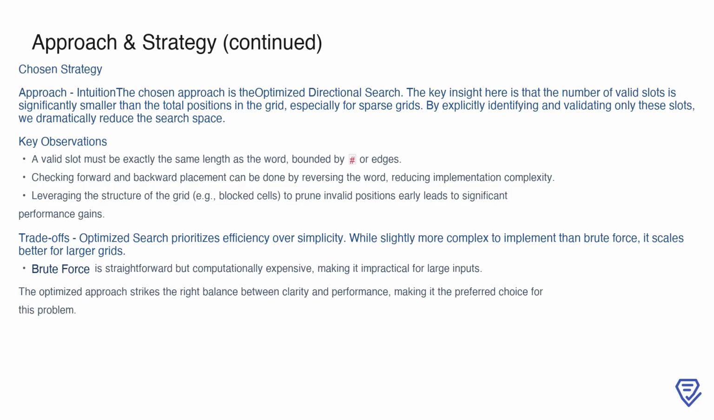By narrowing our focus to only these valid slots, we reduce the search space and make the solution more efficient. A valid slot must be the same length as the word and bounded correctly by blocks or edges. To simplify implementation, we can handle both forward and backward placements by simply reversing the word. This approach leverages the grid structure to prune invalid positions early, achieving significant performance gains. While optimized search is slightly more complex to implement than brute force, it scales much better for larger grids. This makes it the preferred approach, striking a balance between clarity and computational efficiency.